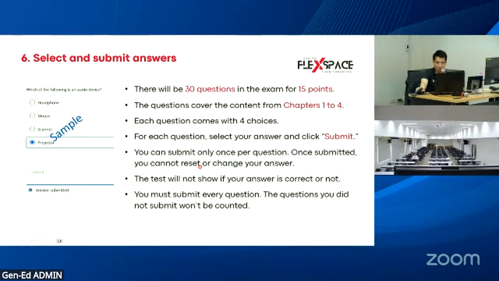You can submit only once per question, not twice. You can do it twice on the chapter quiz, but not for the exam. For the exam, you can submit only once per question, and you cannot reset or change your answer. And the test will not show if your answer is correct or not. It shows that the answer is submitted. And that's all that shows up.